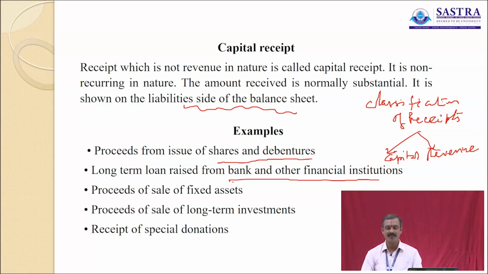The long-term loan raised from a bank, maybe a secured loan or unsecured loan, or any kind of pledge, mortgage or leasehold, any kind of loan raised for business operation purposes will be known as a capital receipt. And proceeds of sale of fixed assets. Even when you sell a fixed asset which is obsolete, such proceeds will be taken only as a capital receipt, not as a revenue receipt, as it happens at once, not often.